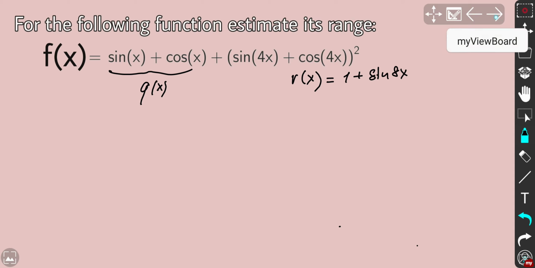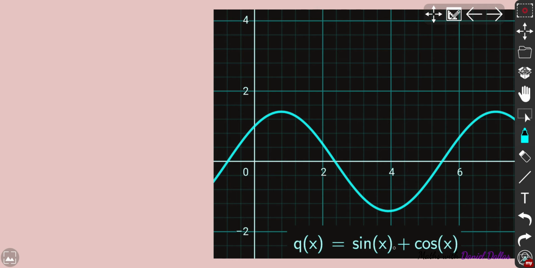All right, let's start by exploring q of x, which is sine x plus cos x. I dropped the graph, but obviously we can estimate in our standard case. So q of x is sine x plus cos x.